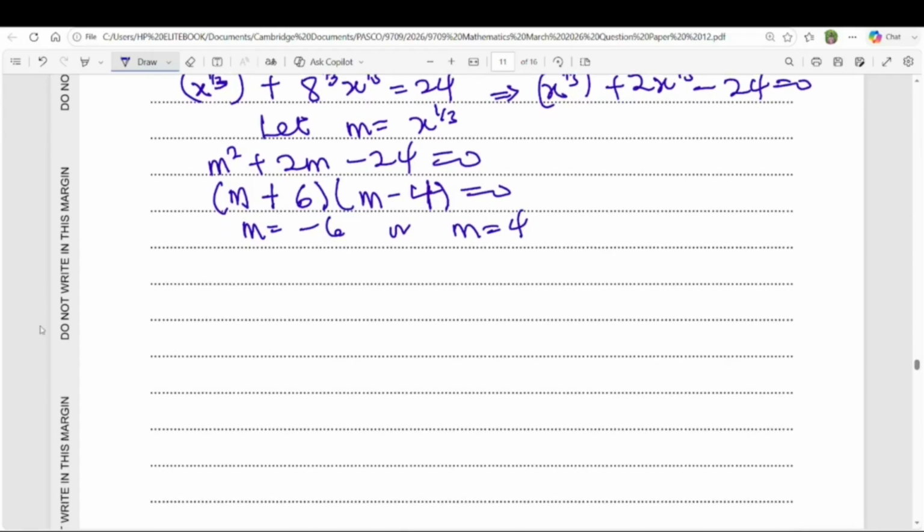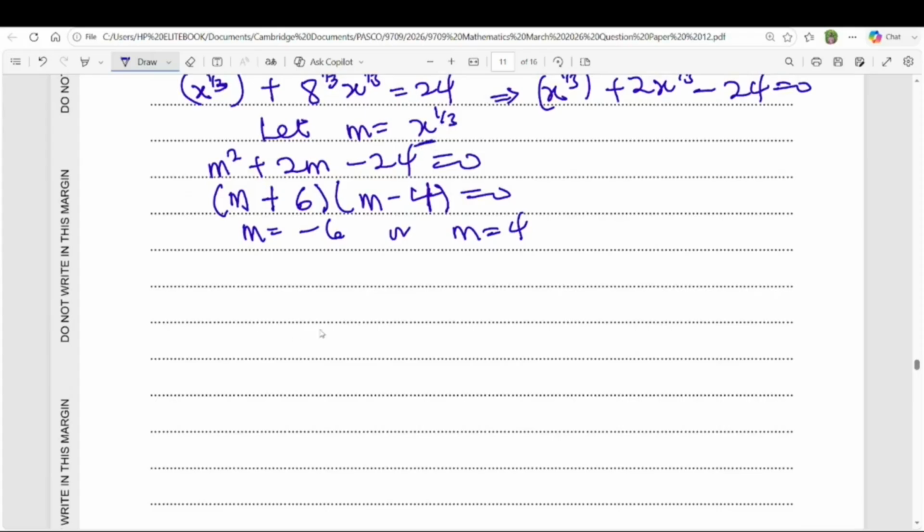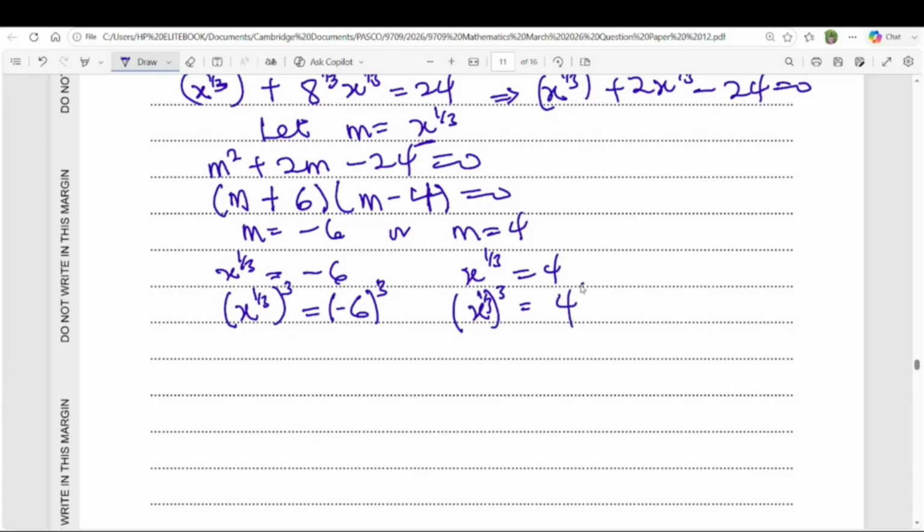So meanwhile, our m is equal to x exponent 1 third. So it means that x exponent 1 third is equal to negative 6, and then we have x exponent 1 third is equal to 4. So we solve both sides. What we're going to do is that x to the 1 third, you reciprocate the exponent. 1 over 3, its reciprocal is 3 over 1, which is the same as 3. Do the same thing to the right hand side as we did to the left hand side. So x to the 1 over 3, then to the 3 over 1, is equal to 4 to the 3 over 1.